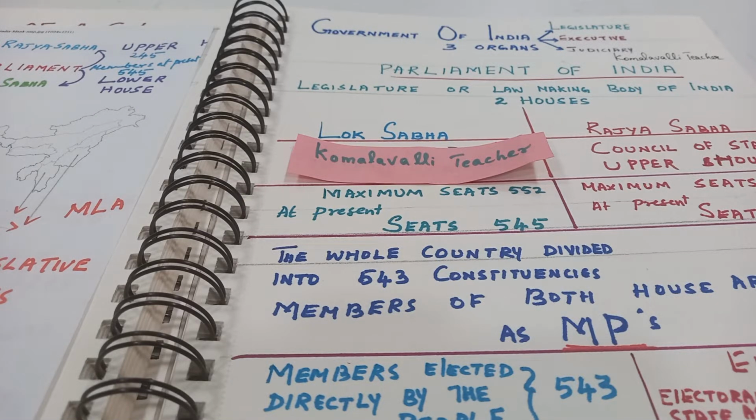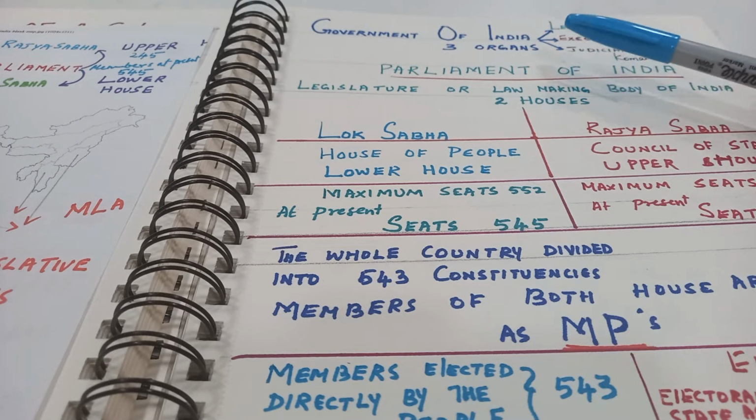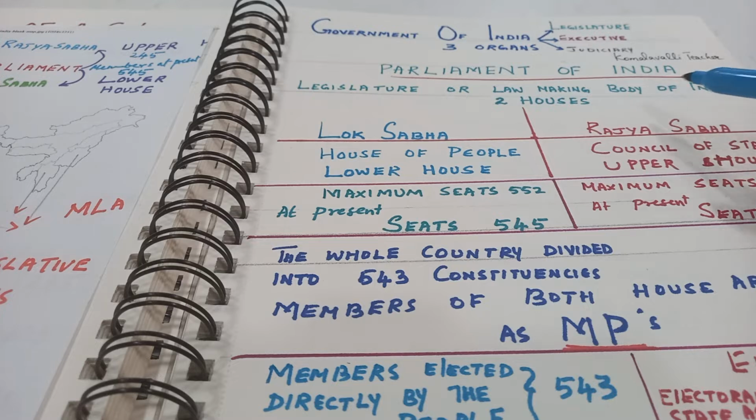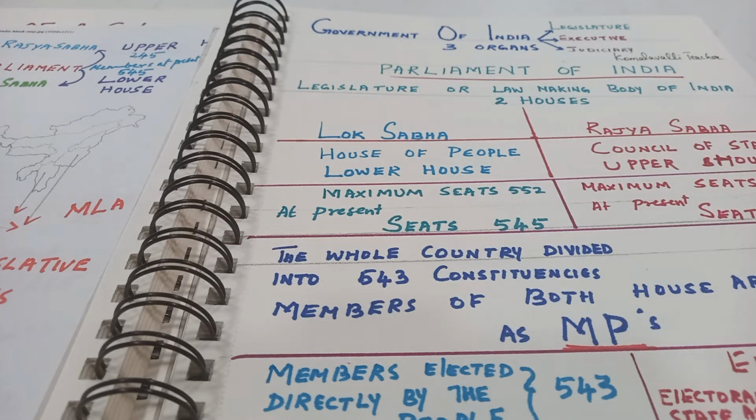Namaste. Today's video is about some basic information about Lok Sabha, Rajya Sabha and state legislative assemblies. Here, the Parliament of India is the legislature. The Government of India has three organs: legislature, executive and judiciary. And our legislature, we call it Parliament.